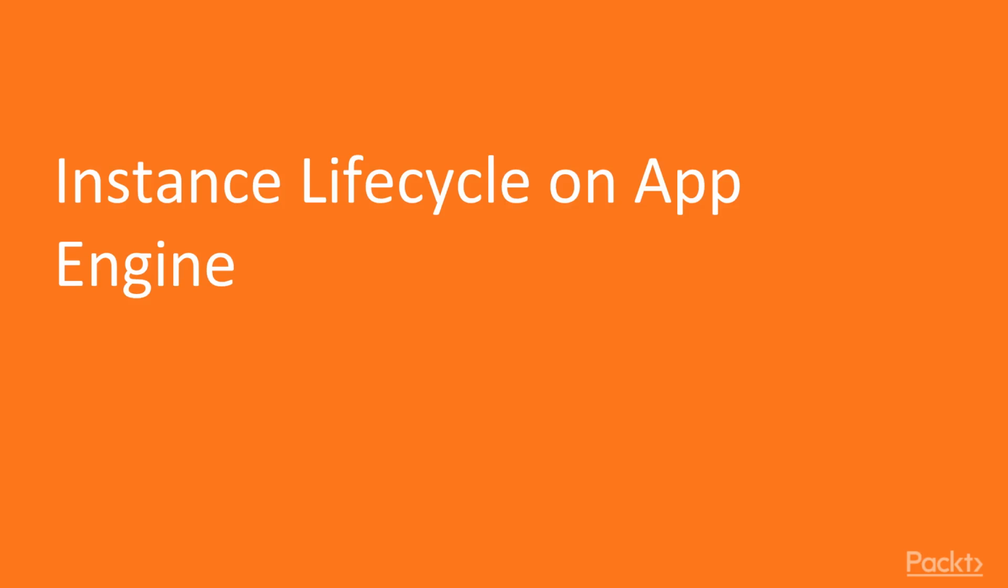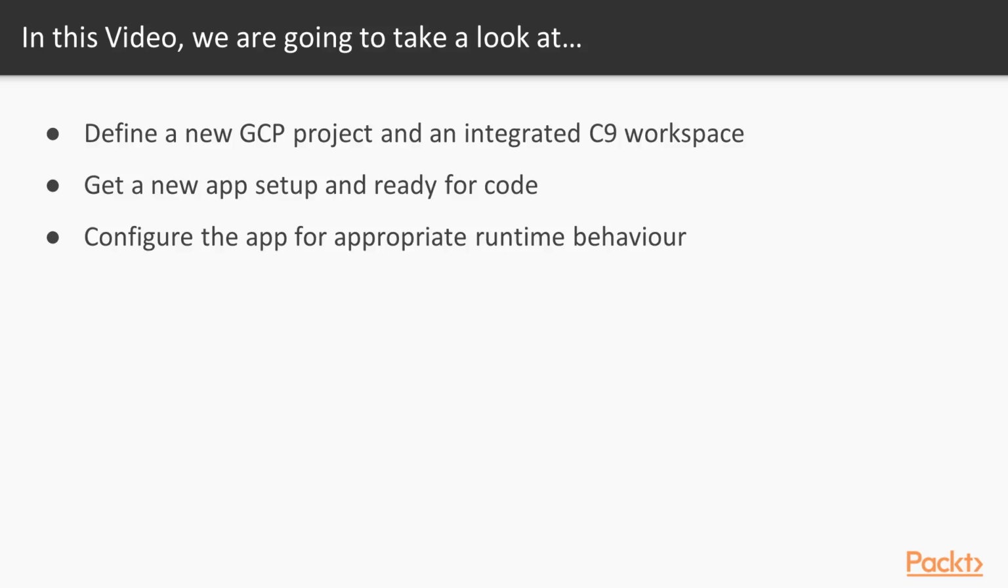We'll then be able to set up our Cloud9 workspace and then configure our new app so it's ready for code and ready to deploy and run in the cloud as we have configured it to do so. In this video, we'll see how first we can get a new Google Cloud Platform project defined and a Cloud9 workspace set up. We can then get an App Engine app set up and ready for code. And finally, we can begin working with the app's deployment configuration files to get the kind of runtime behavior we're anticipating.